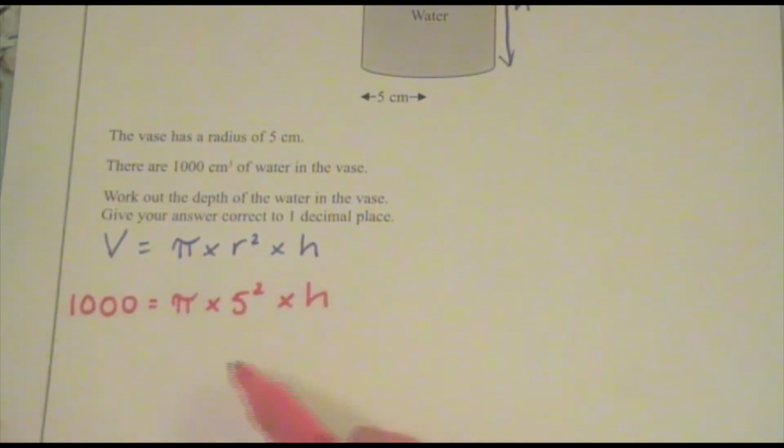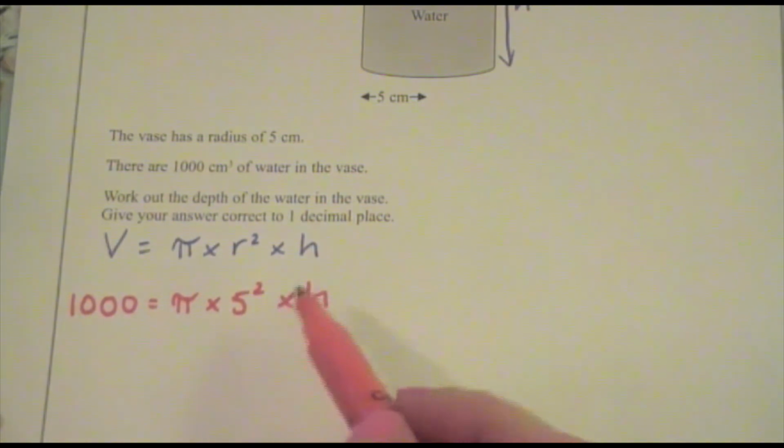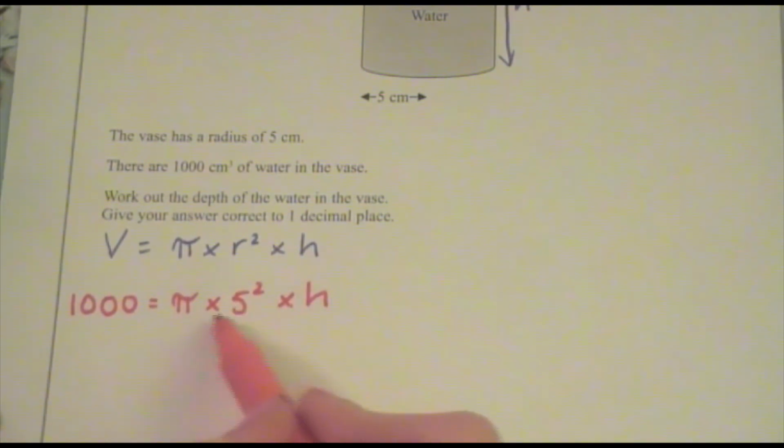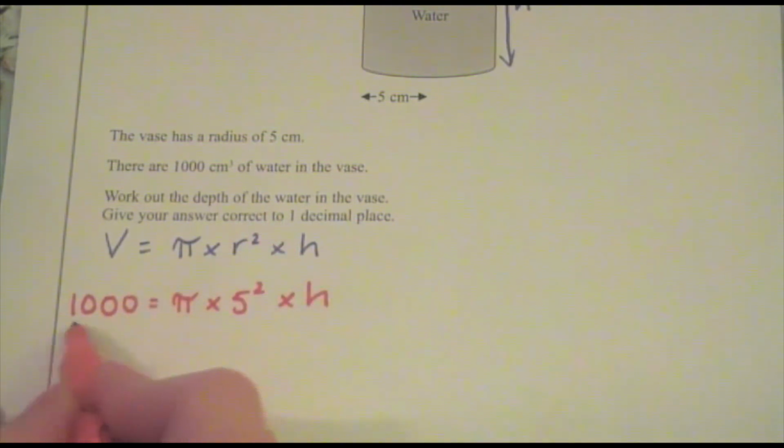I now need to simplify this equation to find out what h is. So the first thing I'm going to do is divide both sides by pi times 5 squared.